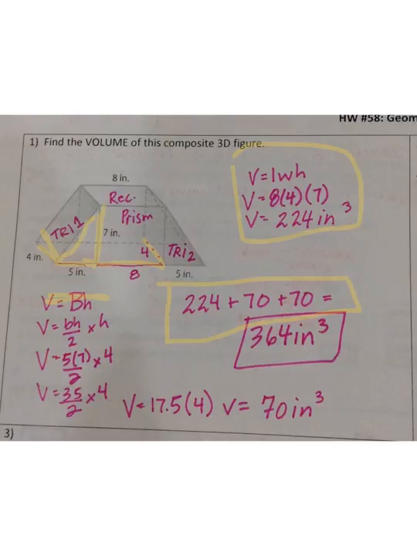Down here is where I was finding the volume of a triangular prism. So the formula is area of the base times the height. Since the bases are triangles, that's base times height divided by 2, times the height of the prism. So 5 times 7 is 35. 35 divided by 2 is 17.5. And then I multiply it by 4 and I got 70.